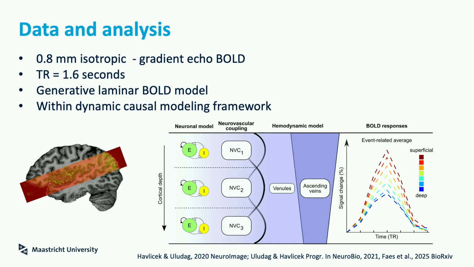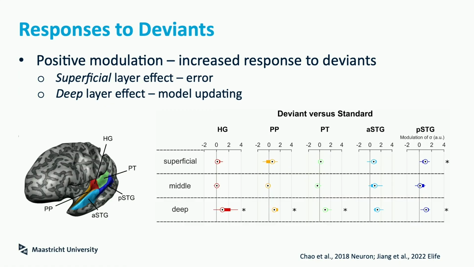And for the people that know a little bit about this, what we focus on is the modulation of the self-excitation of this excitatory neuronal population. What it means if we look at our results is that a positive modulation corresponds to a higher response to our deviant sequence compared to our standard sequence, and the other way around. So a negative modulation corresponds to a higher response to the standard stimuli.